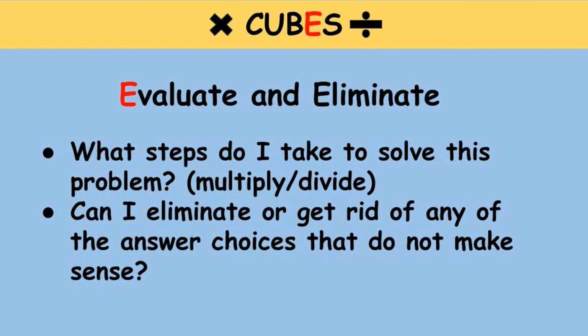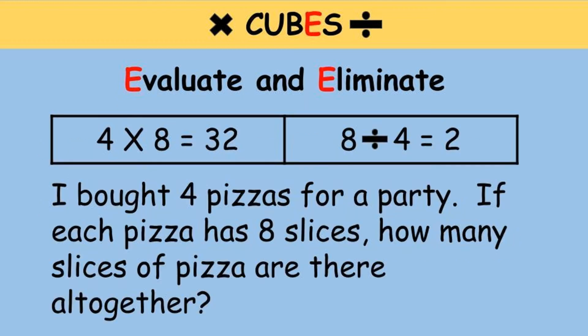When I think of the word evaluate, I might ask the question, what steps do I take to solve this problem? I can either multiply the numbers together or divide them. I also ask the question, can I eliminate or get rid of any of the answer choices that don't make sense? Let's take a look at our story problem to see how this helps us. When I multiply 4 times 8, I get a larger number, 32. When I divide 8 divided by 4, I get a smaller number, 2.